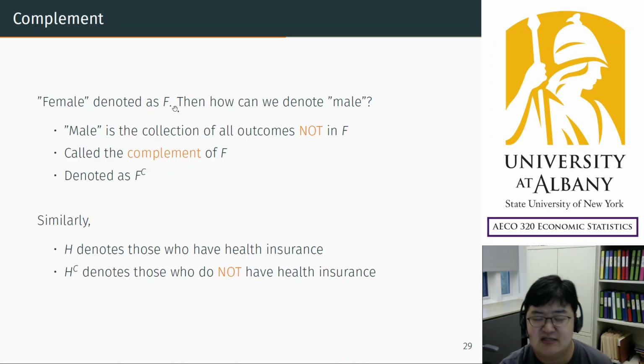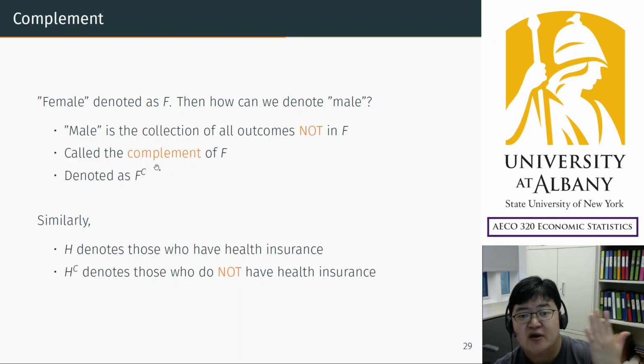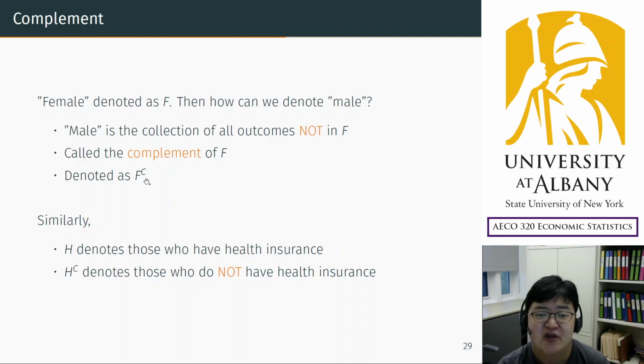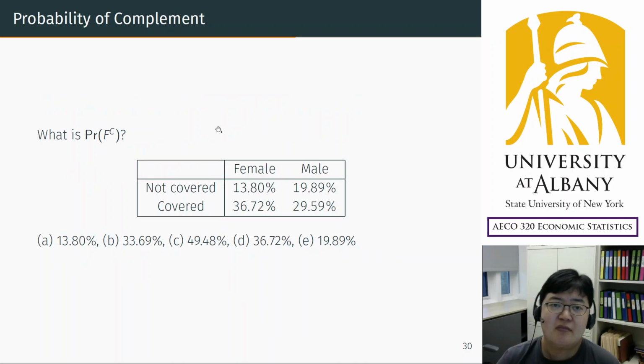So if you have information about F, automatically you can define the negation of that event, or the event that the original event does not happen, and you can define its probability. Similarly, H is those who have health insurance. Then those who don't have health insurance can be denoted as H superscript C. Again, it is not. So then how can we define the probability? Pretty simple. What is the probability of F complement, which means male?